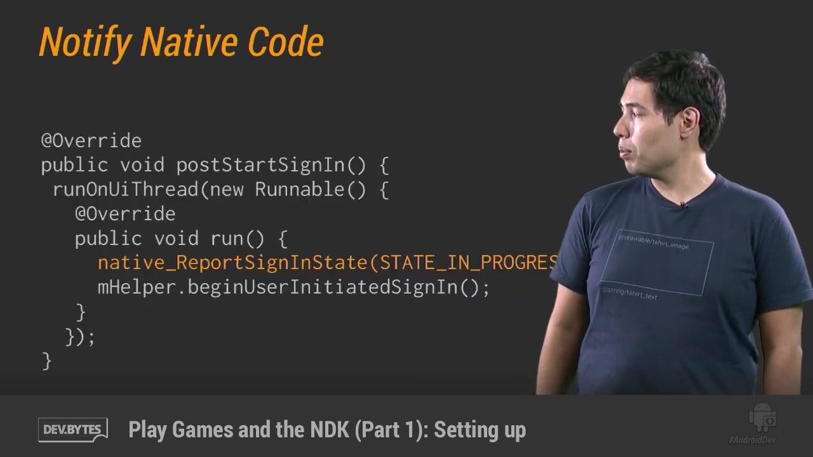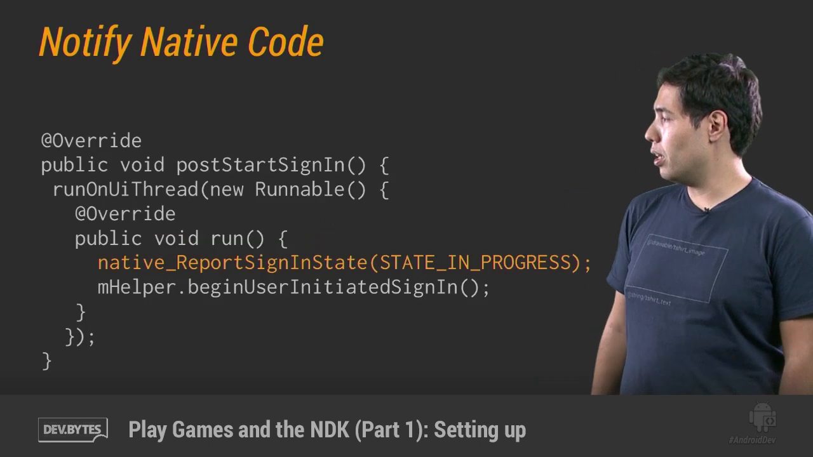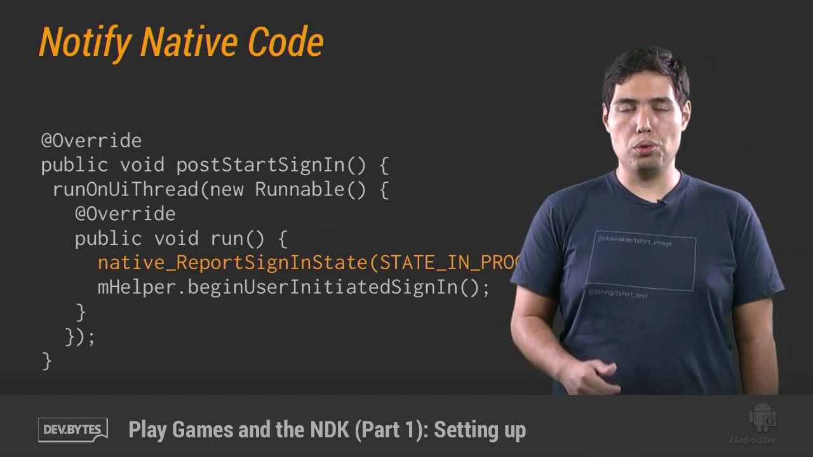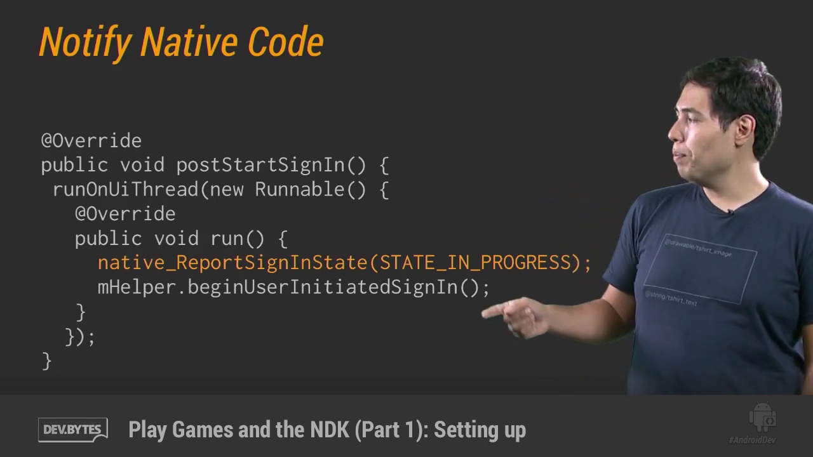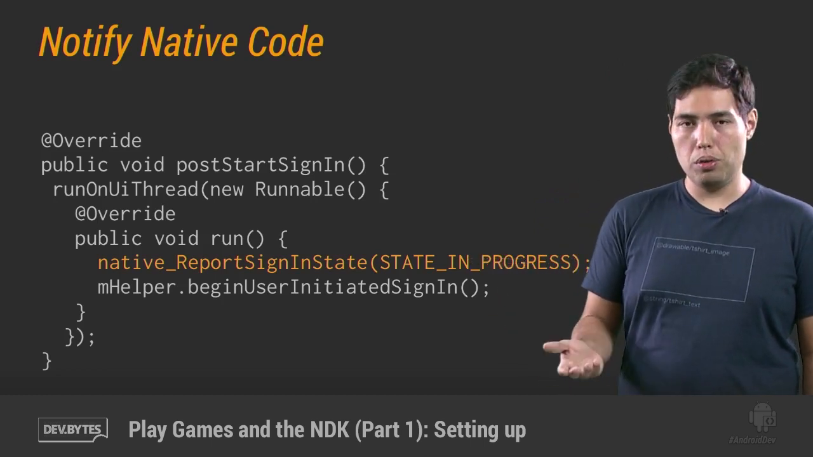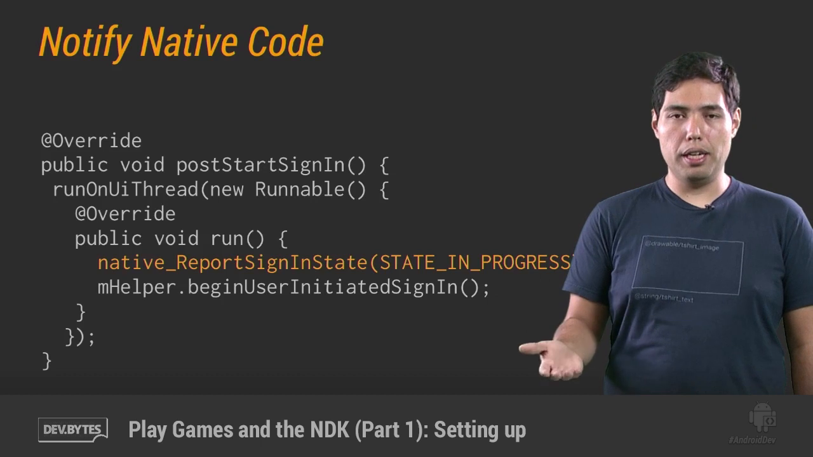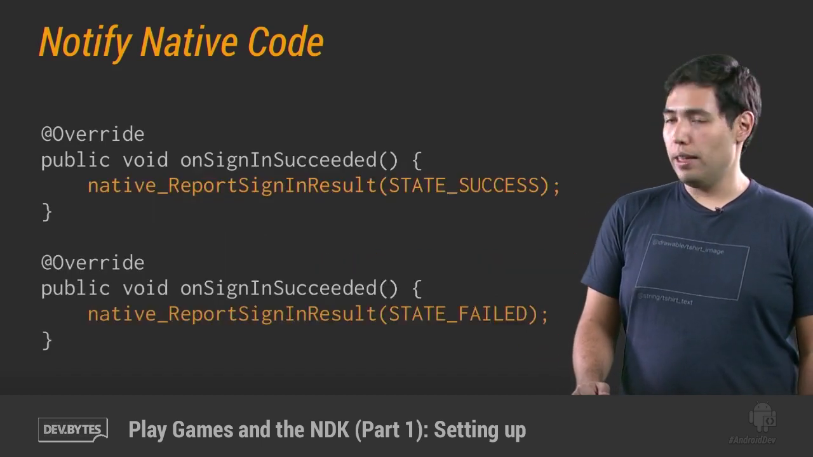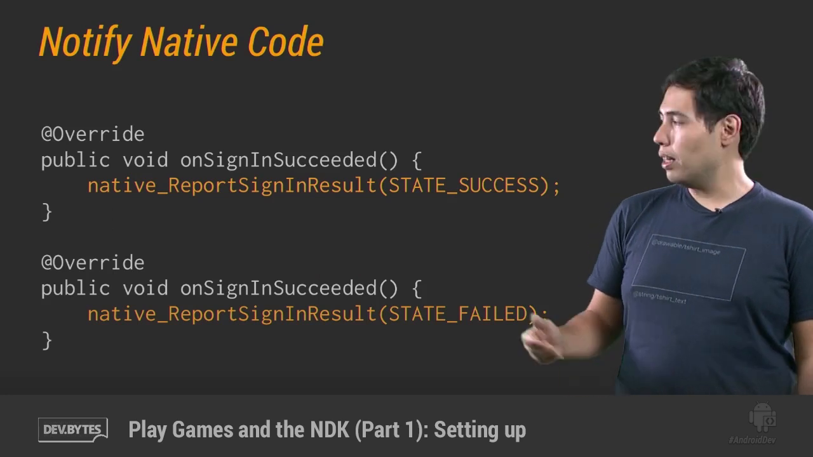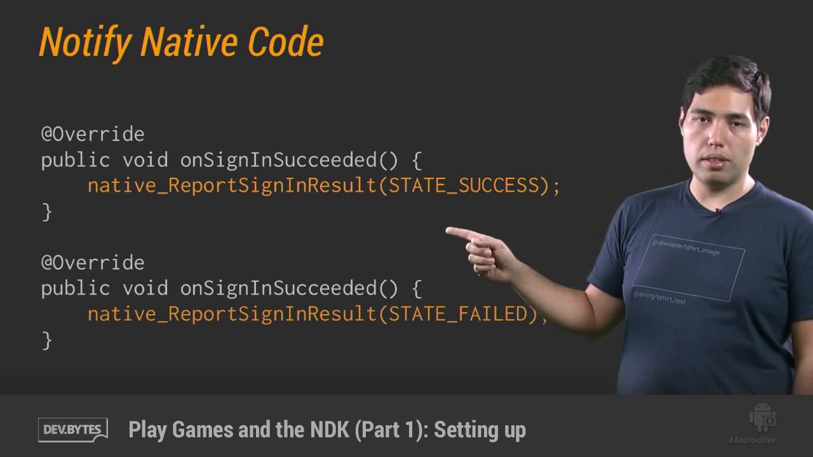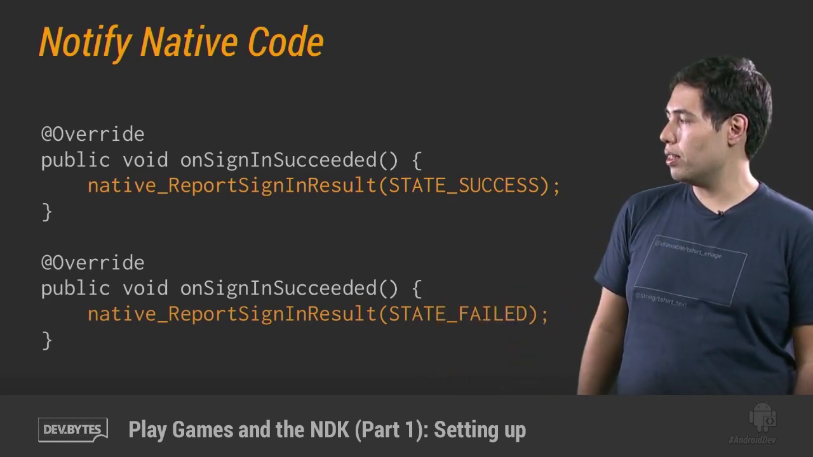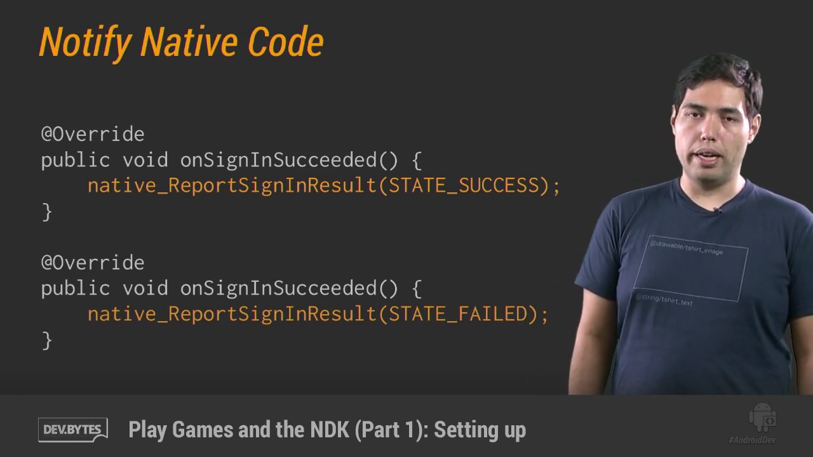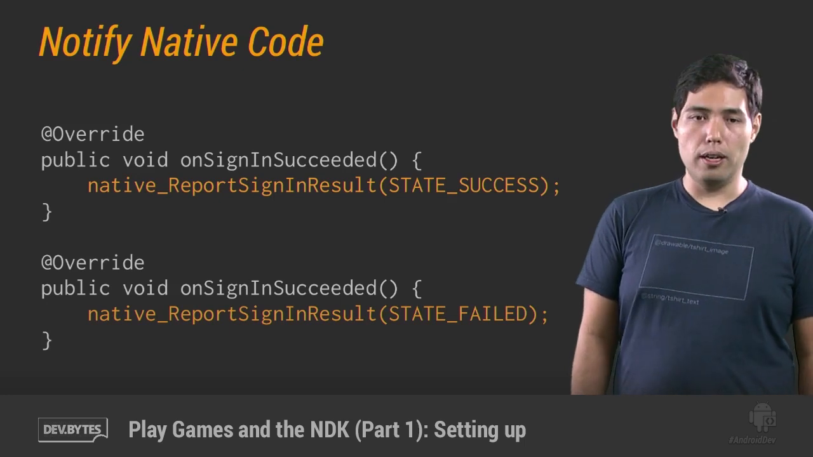Then when you start the sign-in process using postStartSignIn, which is the method that we just showed, you also say that it's in progress because the UI flow is happening right now, and at the end of it, you're going to get onSignInSucceeded or failed. Next, of course, when you get onSignInSucceeded, that's when you report that the sign-in state is success. When you get onSignInFailed, you report that sign-in was a failure, and then your native code is going to have to know how to handle those states.